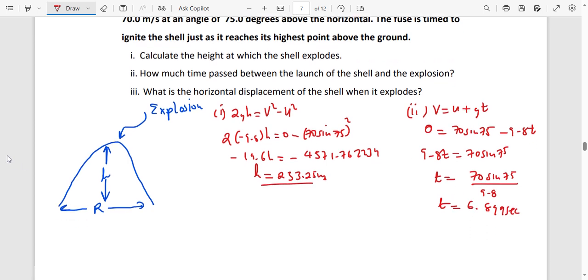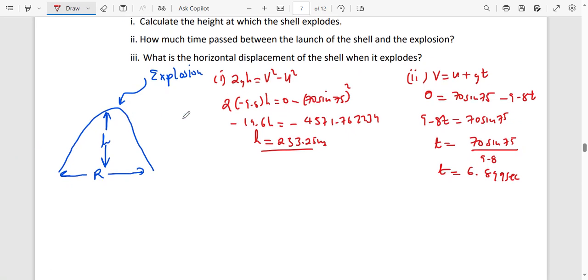What is the horizontal displacement of the shell when it explodes? Now, we don't want the range for this question. We want the horizontal displacement of the shell when it explodes. So we want this distance, because the explosion is happening at the top. So let's say it's a small r.